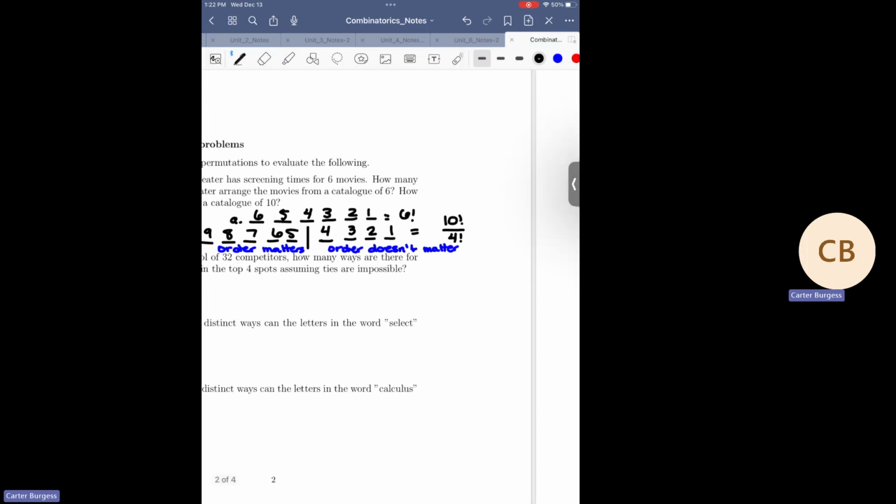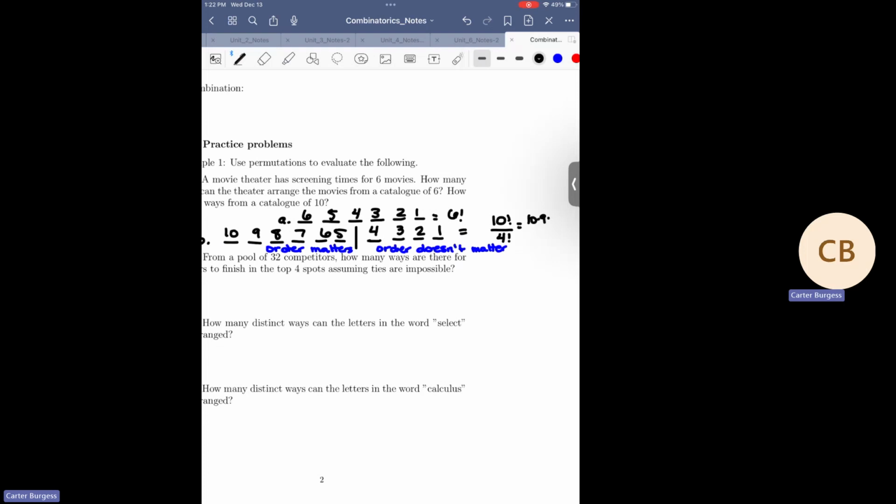We cancel out those last 4 spots by dividing by this 4 factorial. This literally is 10 times 9 times 8 times 7 times 6 times 5. This is that first set of multiplication that we see condensed into a way that's a little bit more digestible. Yeah, that'd be the answer. Box it and call it a day.